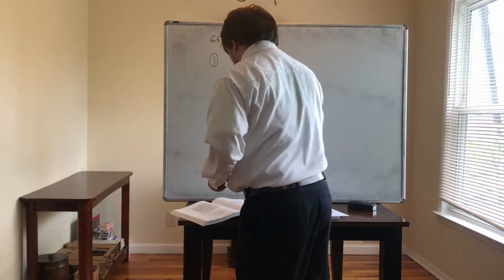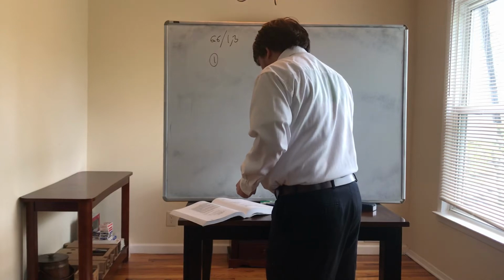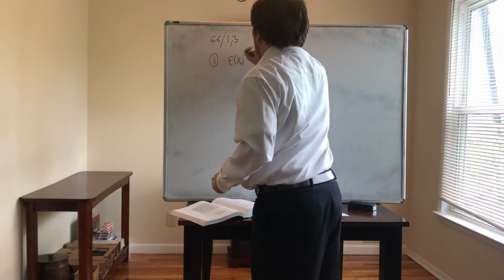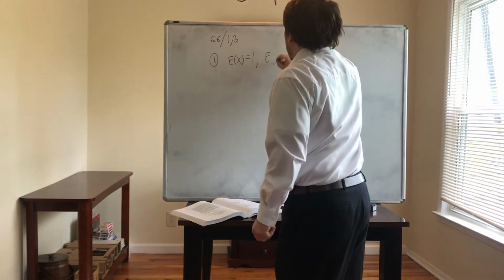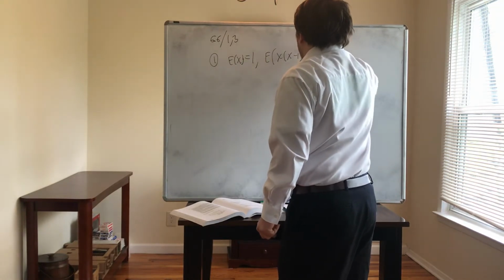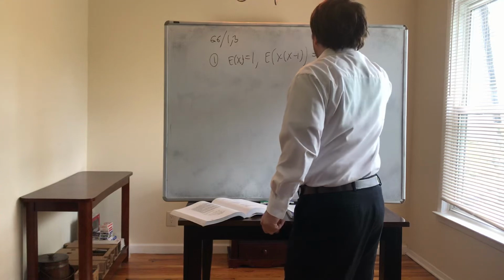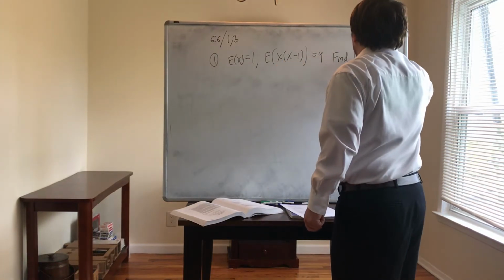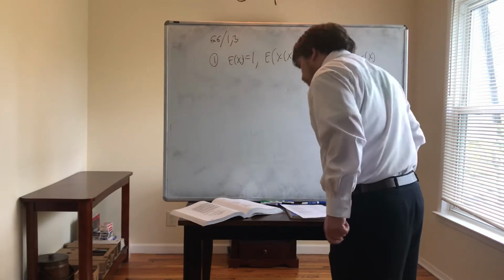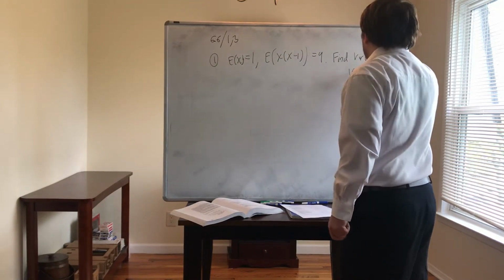Okay, so let's just do number 1. X is a random variable with E of x equal to 1, and E of x times (x minus 1) is equal to 4. Find the variance of x and the variance of 2 minus 3x.